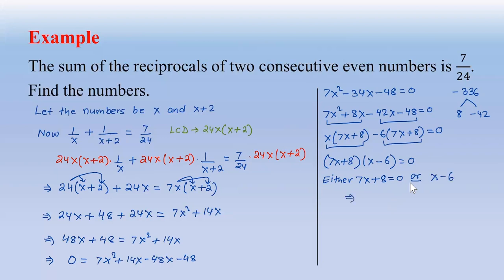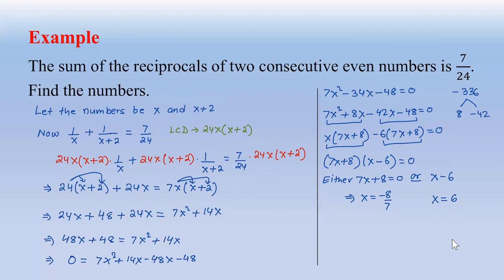So from the first, you get x equal to negative 8 over 7, which is not an even number. So this is not the true solution. This is an extraneous root. But if you look at the second, we get x equal to 6, which is an even number. That means one of the numbers that we are looking for is 6. The numbers were x and x plus 2. So x is 6, and the other one is x plus 2, or 6 plus 2, that is 8.